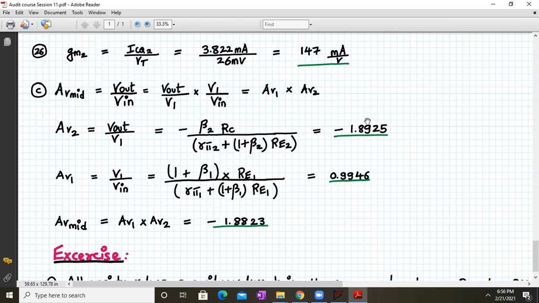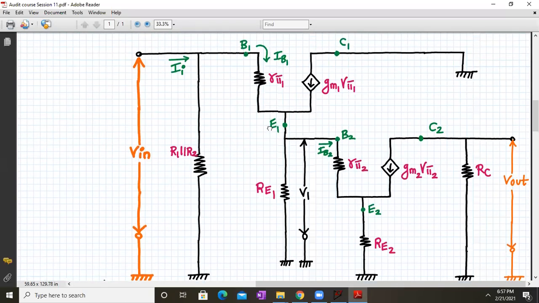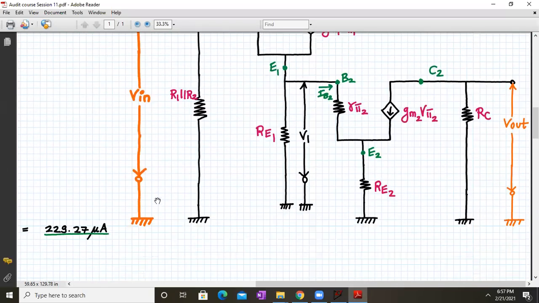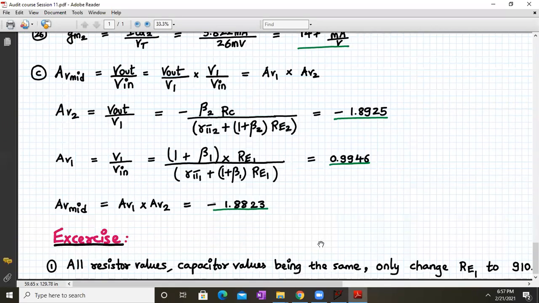I'm assuming that you all have gone through the small signal analysis and determined the relations of AV1 and AV2 expressions. So I'm directly using the formulas for the calculation purpose. Here we are more interested in the simulation part, whether the simulation readings are matching with the calculated ones or not. After substituting, all the values are available and we have calculated them.